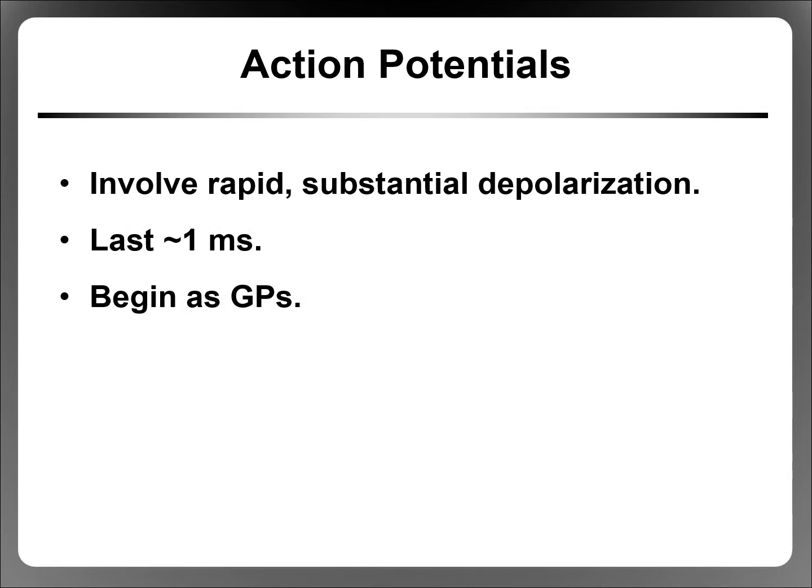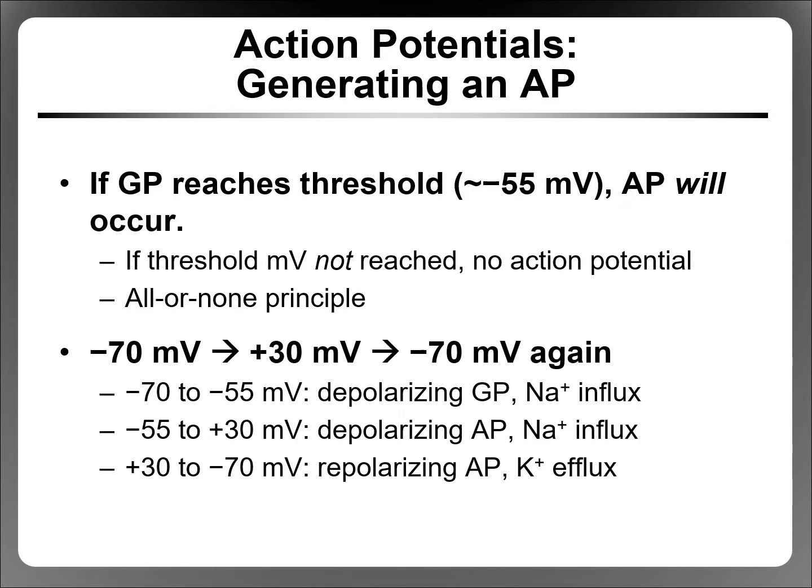Our action potentials are going to involve rapid, substantial depolarization. It only lasts about 1 millisecond, and it always begins as a graded potential. If the graded potential at a cell reaches the threshold level, which is -55 millivolts, an action potential will occur. If the threshold of -55 millivolts is not reached, no action potential will occur. This is referred to as the all or none principle. Action potentials either occur or do not occur.